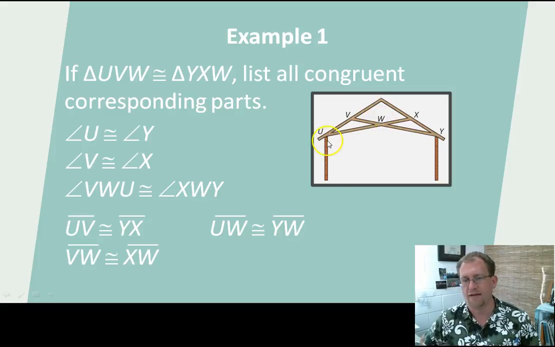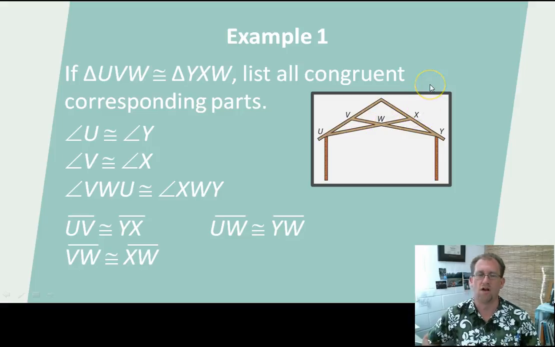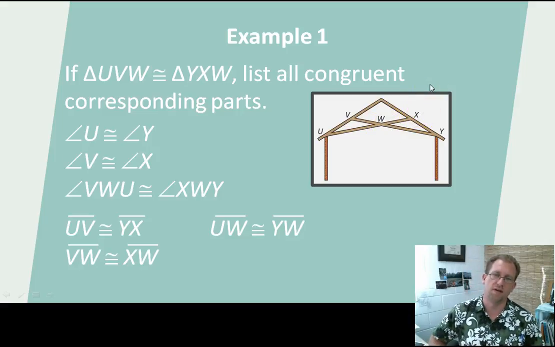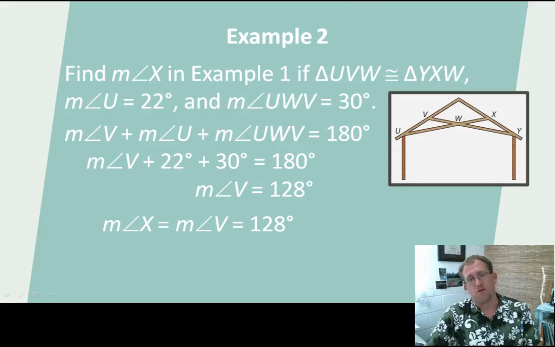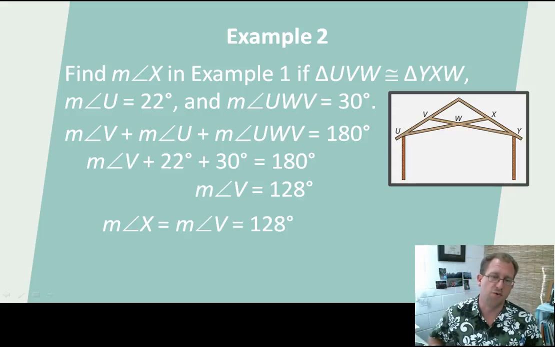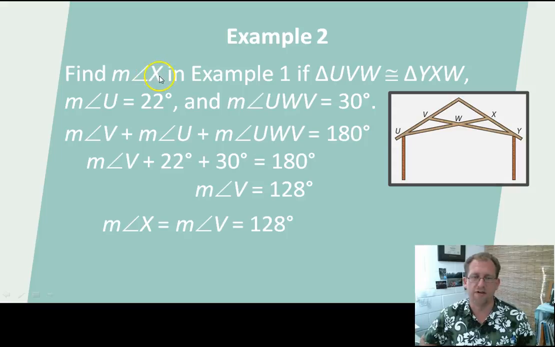We could also look at the legs here, or the legs here, or the legs here, and say that all of those legs are congruent because they are corresponding parts of congruent triangles. Very good. So we can use corresponding parts of congruent triangles to find out measures or lengths of things that we don't know. Find the measure of angle X in example 1. That's the measure of angle X right there.